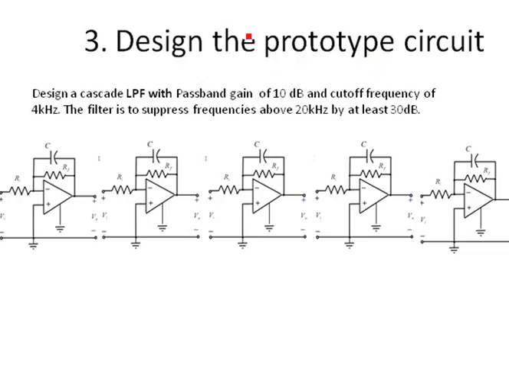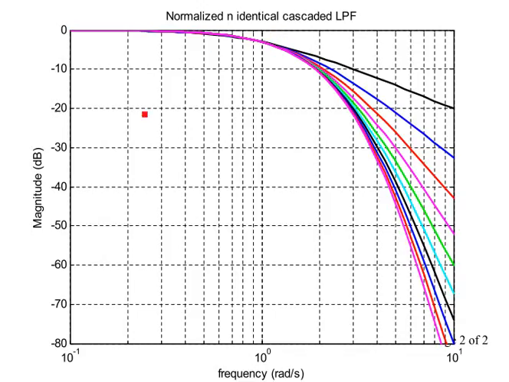So when we try to design a cascaded nth order filter, we need to determine the order of the circuit. So the cutoff frequency is at 4 kilohertz. At 20 kilohertz, the gain of the circuit should be 30 decibel below the passband gain. So let's look at the normalized identical cascaded low-pass filters. So here, all the cutoff frequencies have been normalized to 1 radian per second.